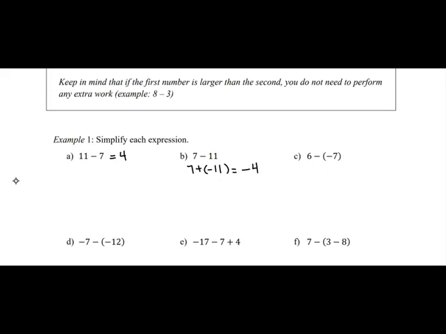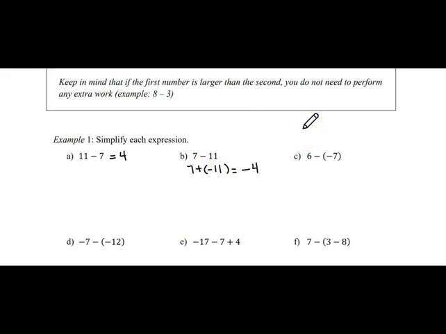You may have noticed that in example A, when we subtracted 11 minus 7, we got a 4, but when we did the opposite, 7 minus 11, we got negative 4. So the difference between 11 and 7 is still the same numerical value, which is 4, but in the first case it was positive because the bigger number was positive, and in the second it was negative because the bigger number was negative.